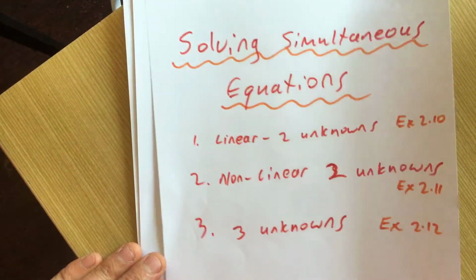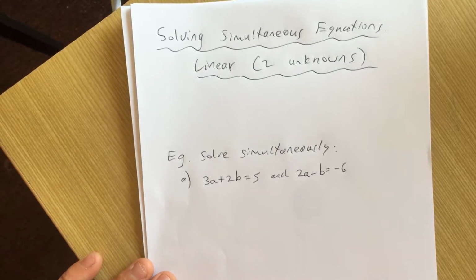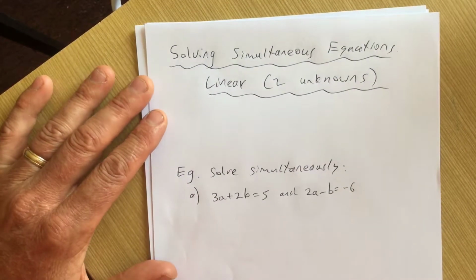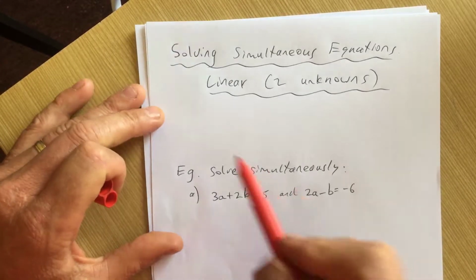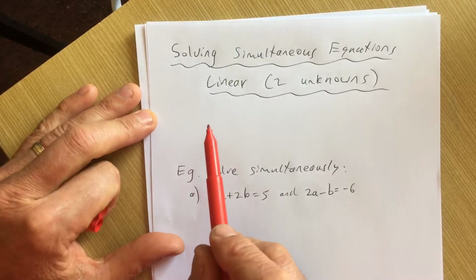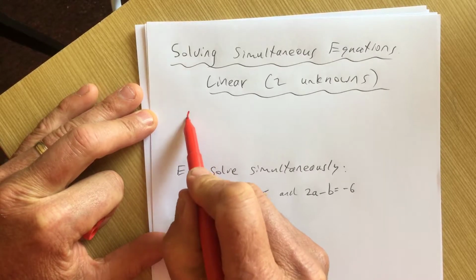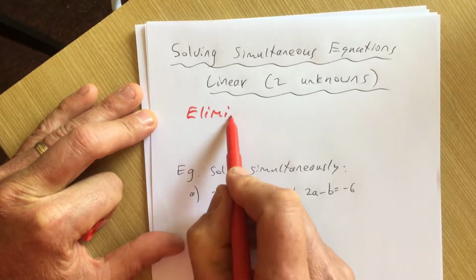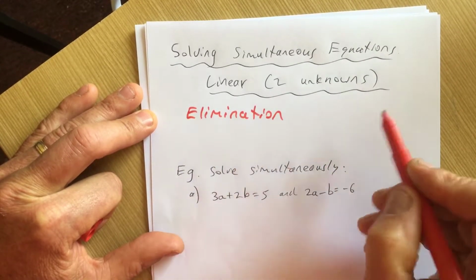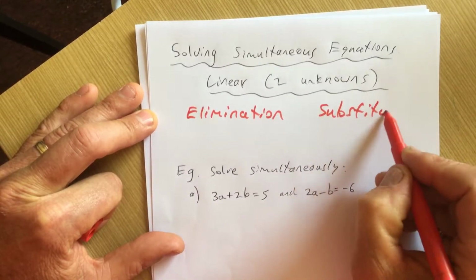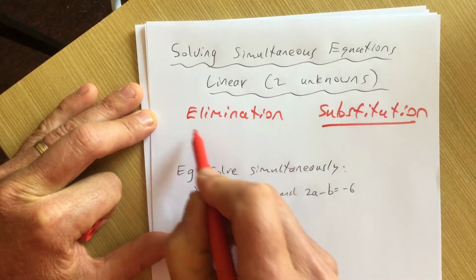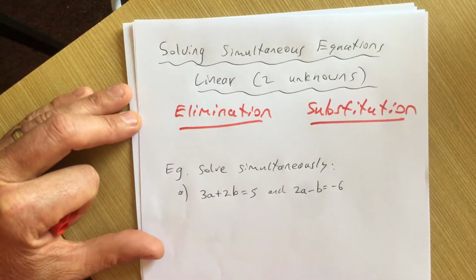The first video, which is linear equations with 2 unknowns. Now, you are quite familiar with this, I know, because you've done this before plenty of times, and I'm sure you realise that there are 2 methods for this. The elimination method and the substitution method. 2 methods. Now, should you use one or the other?